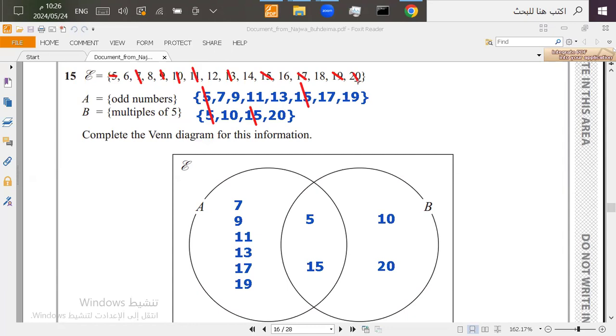Now we're going to write the numbers that we didn't use in the universal set. So we come here, we write them here outside. Let's do them number by number. So 6, 8, 12, 14, 16, and 18. And by that, we finished all the numbers in the Venn diagram. And this is how you answer a question like this. Focus on the sets, focus on the common numbers so you can put them in the intersection area, and focus on the numbers inside the universal set, okay? Now, let's move on to the next question.